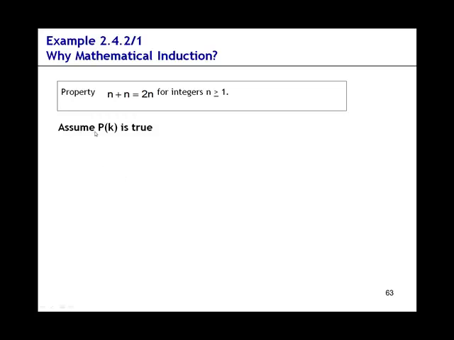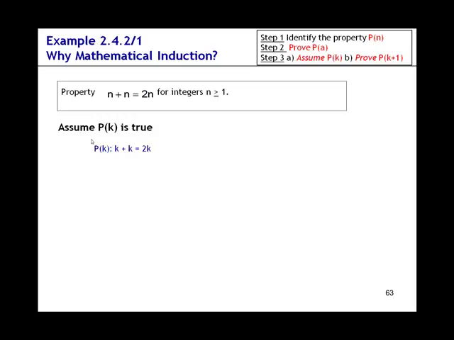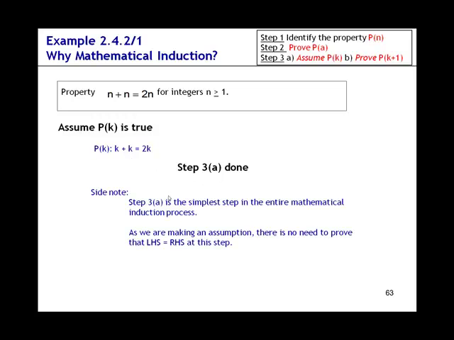Okay, step 3 is to assume that Pk is true. k does not have a value. k is just representing any possible value. We assume Pk is true, so we substitute, change all the n to k. So we have k plus k equals 2 times k, and we assume that this is true. Okay, so step 3a, we are done.